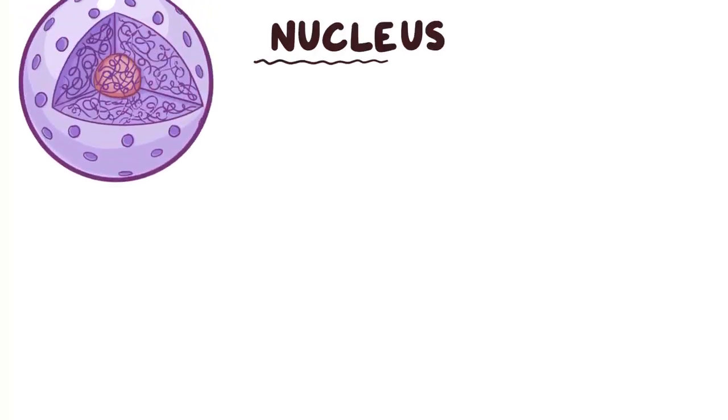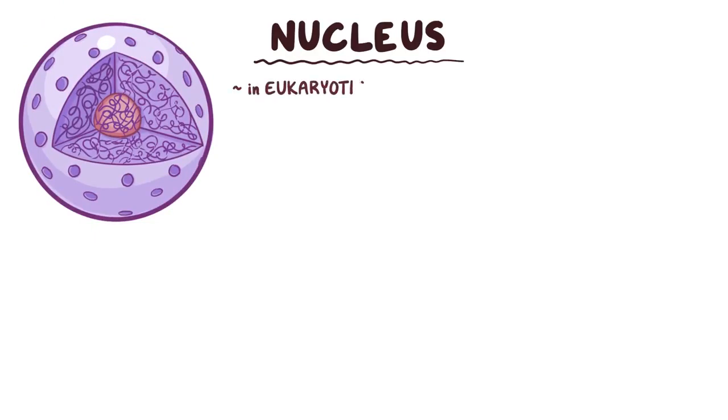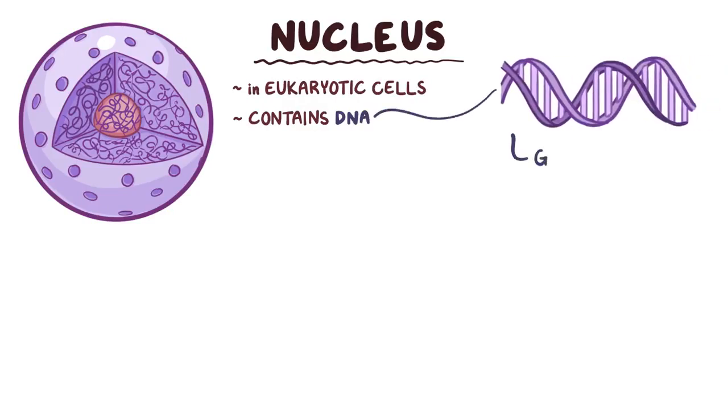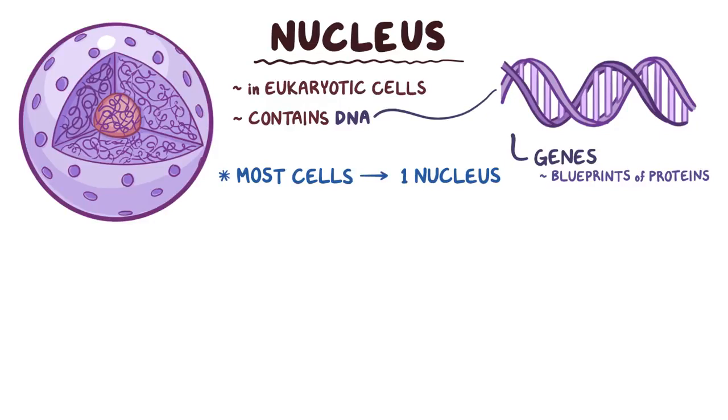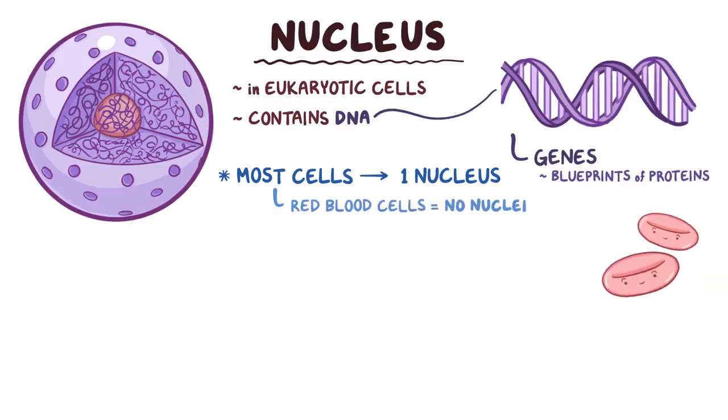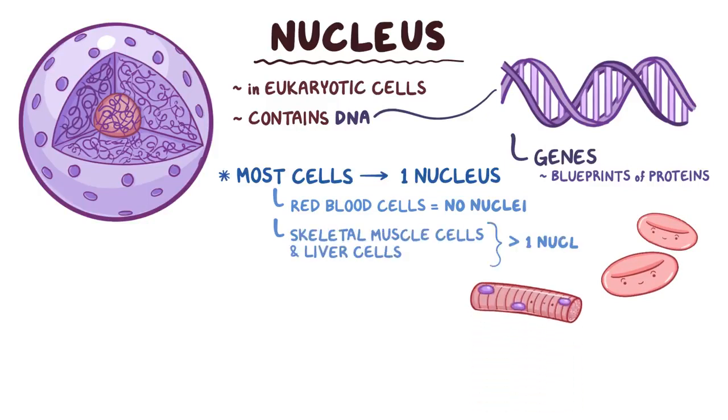The nucleus is a cellular organelle found in eukaryotic cells that contains most of the cell's genetic material in the form of DNA. DNA contains the genes, which are essentially blueprints for various proteins that the cell needs to live. And most cells in the human body have a single nucleus. But some cells, like red blood cells, have no nuclei, whereas others, like skeletal muscle and liver cells, have more than one nucleus. Now, the nucleus is surrounded by the nuclear envelope.